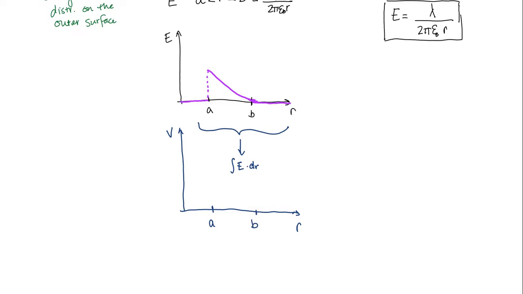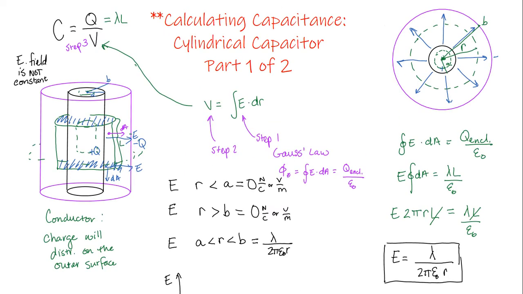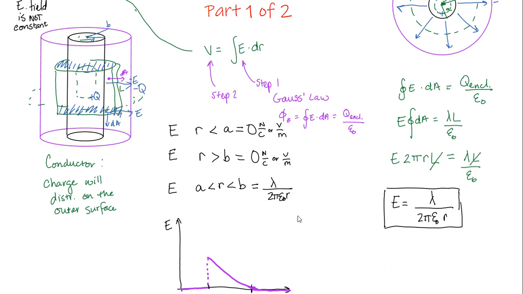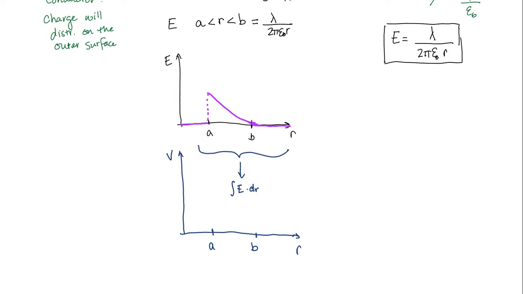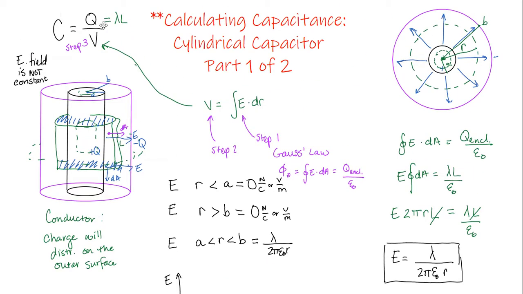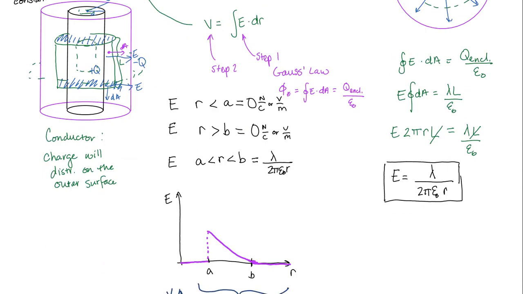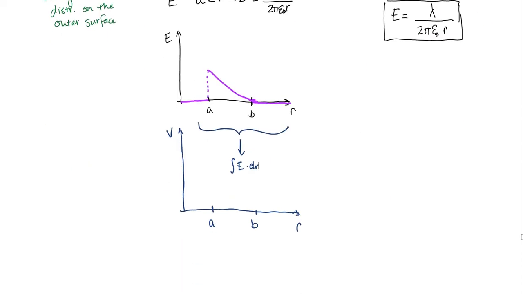Welcome to part 2 of calculating the capacitance for a cylindrical capacitor. Now over here, what I'm going to show you is all the work that we did in part 1 was to just figure out an expression for the electric field, which is not constant between these two. And now we're at the point where we can figure out the expression for V as a function of R, so that we can ultimately do step 3. So let's take a look at that.